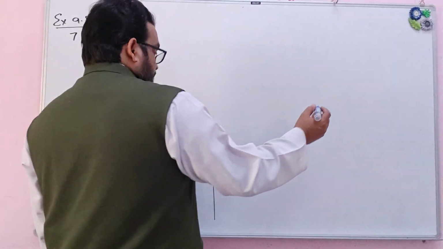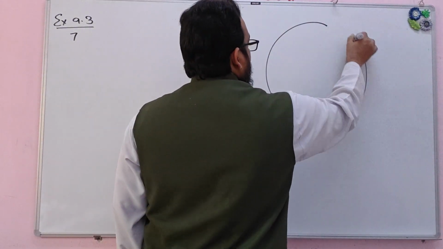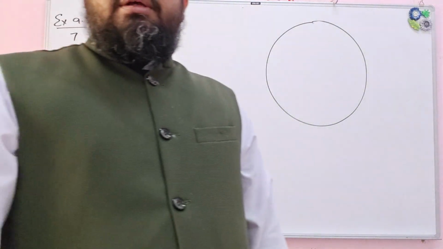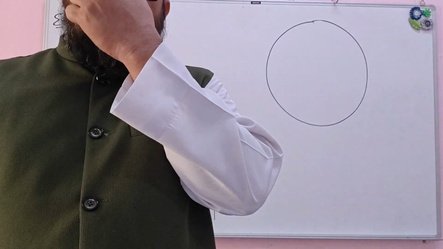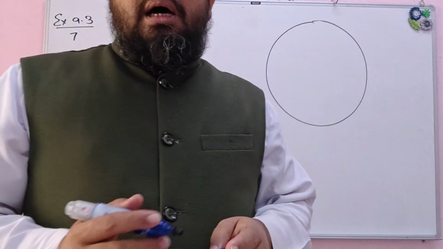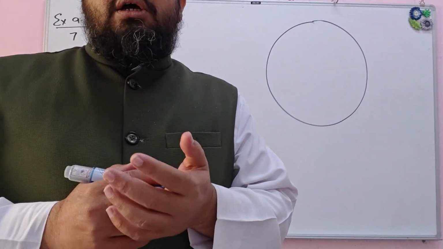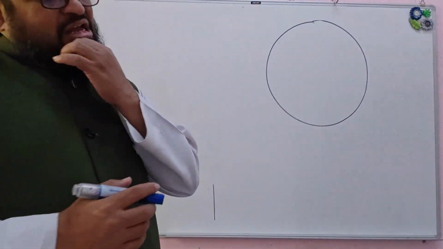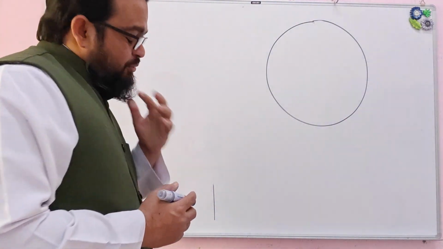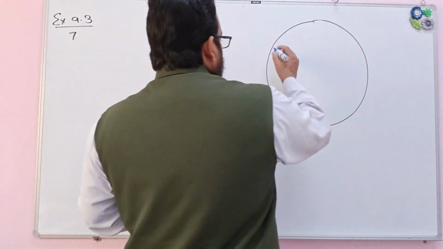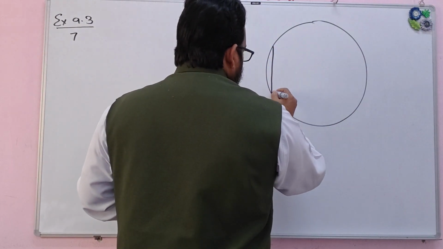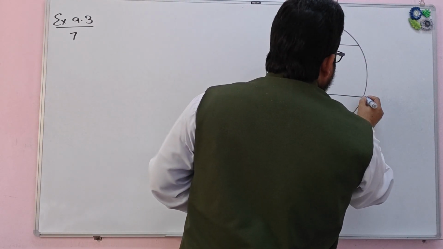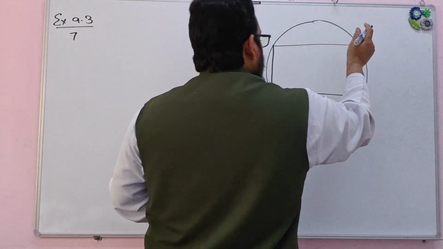So let me draw the diagram. This is a circle, and he says that the diagonals of a cyclic quadrilateral are diameters of the circle through the vertices of the quadrilateral. Prove that it is a rectangle. Whenever he asks you to prove something, take that figure exactly like a rectangle, but you have to prove it. You cannot take it for granted and just write it as a rectangle.